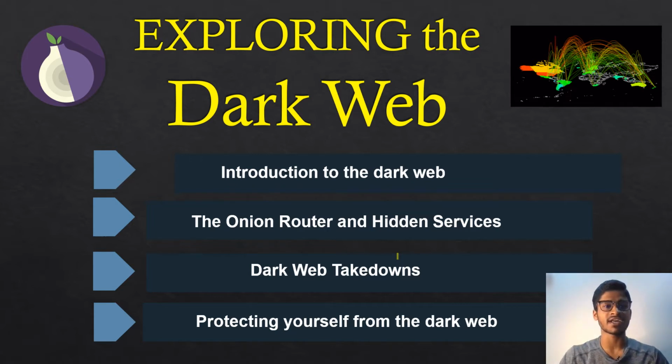This session is divided into four sections. In the first section, we'll be learning about what exactly the dark web is. It's an introductory part of this session. And then we'll move forward to learn about the onion router, Tor, and its hidden services. Then we'll talk about some dark web takedowns, and at the last, we'll tell you how someone can protect themselves from the dark web.